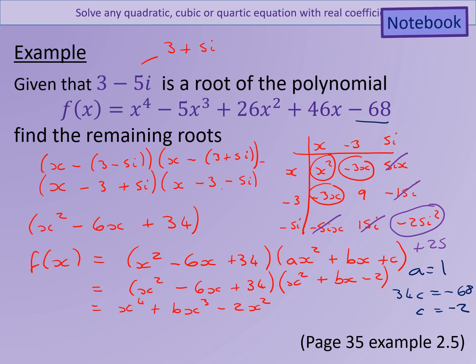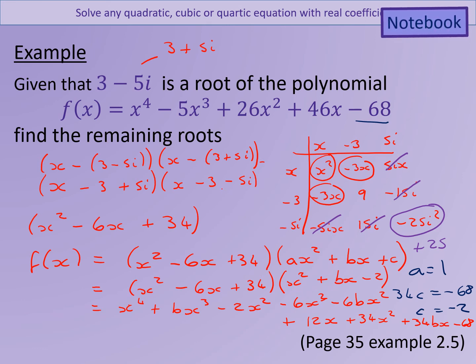Then I'm going to do minus 6x times everything in the second bracket. So minus 6x cubed minus 6bx squared plus 12x. I'm going to do 34 times everything in that second bracket. So 34x squared plus 34bx minus 68. So I just need to compare any of the coefficients to find the value of b.